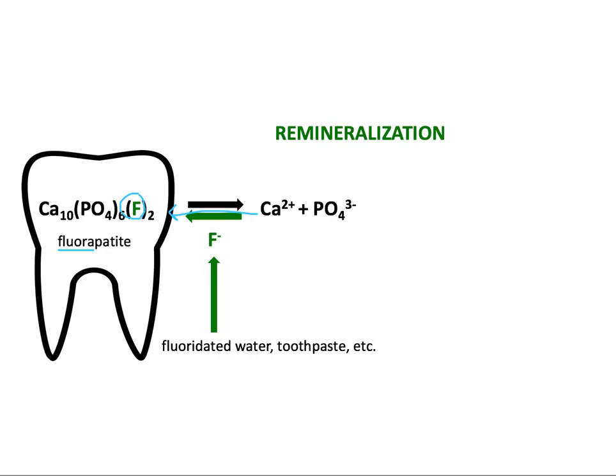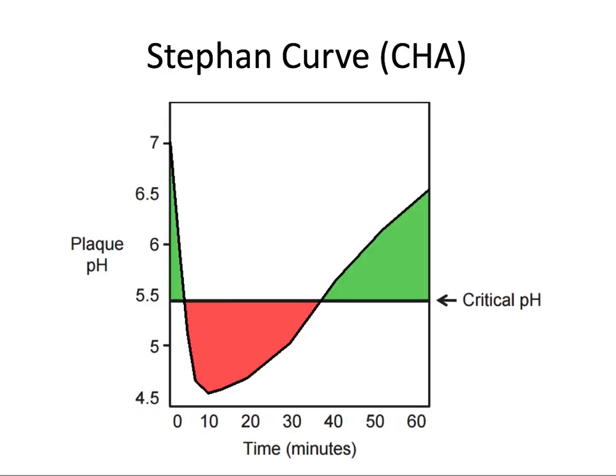Fluorapatite has a more stable crystal lattice, which doesn't let go of its calcium as easily as the carbonate substituted hydroxyapatite. So not only does it make the tooth harder, but it also makes the tooth more resistant to future acid damage. So let me show you how that works.